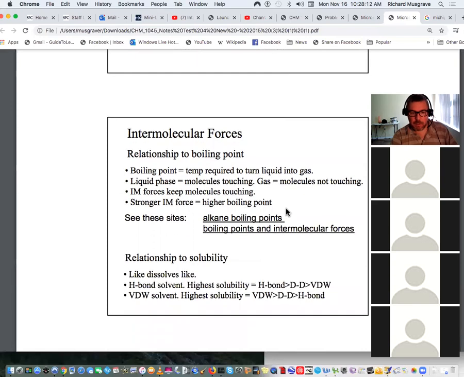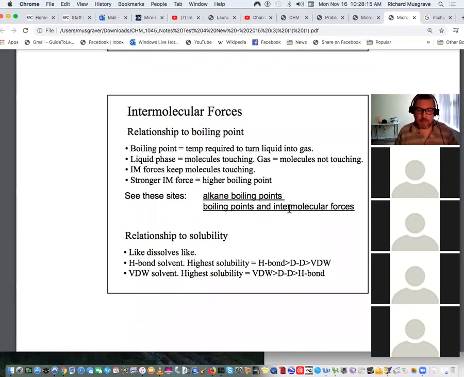So what we're going to do here is take these intermolecular forces and relate them back to boiling point. You remember I showed you that diagram with the liquid turning into the gas, how the liquid molecules were touching, and then gas molecules weren't touching. That's the point I'm trying to make here. The boiling point is the temperature required to turn liquid into a gas. That is the temperature required to make it so that those molecules don't touch anymore. It's the intermolecular forces that keep the molecules touching. The stronger the intermolecular force, the higher the boiling point. That's the main thing I want you to understand here. Does anybody have any questions about that?